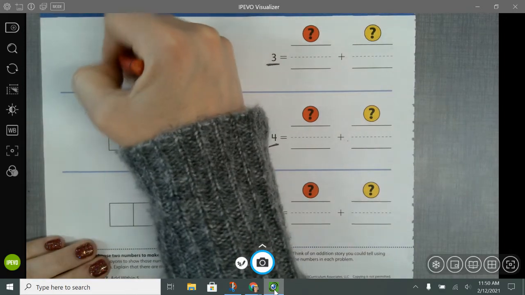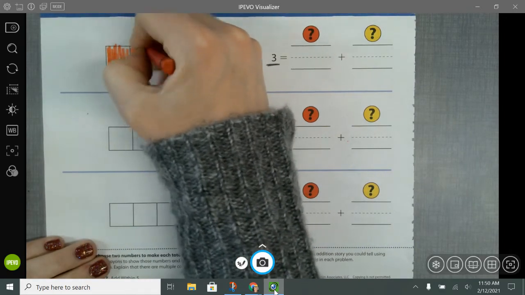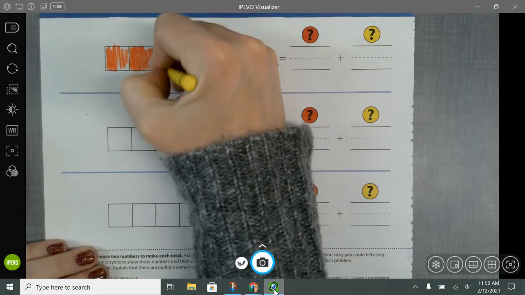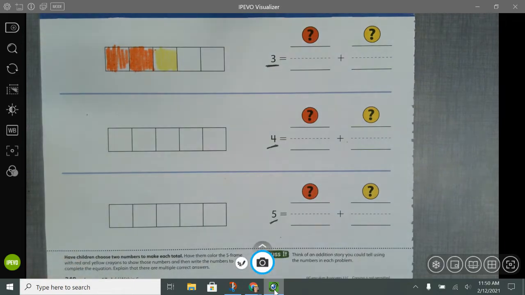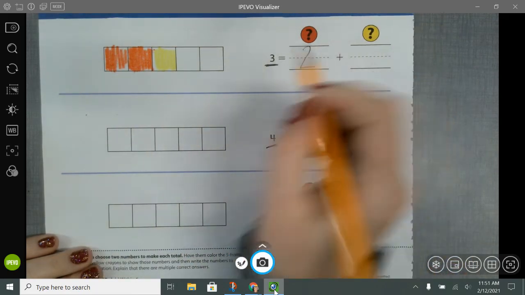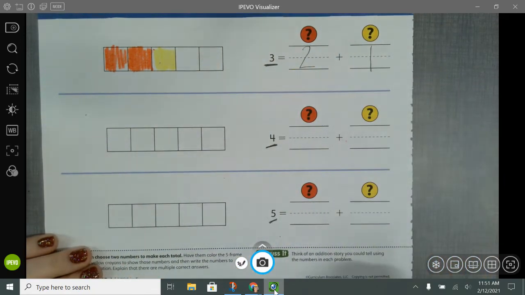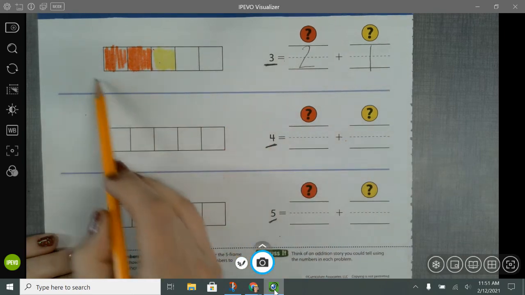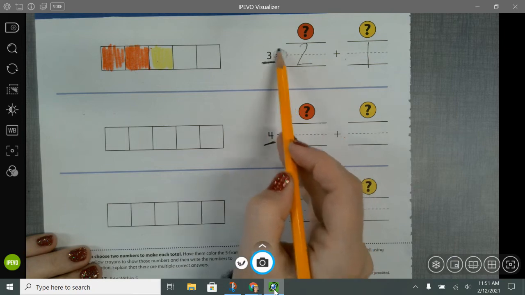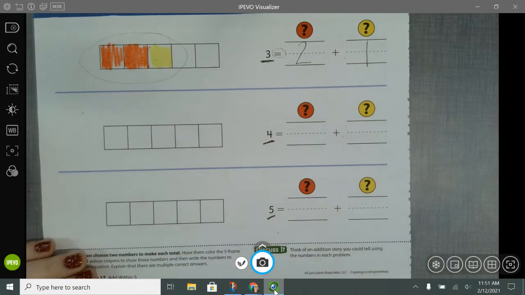All right, let's check your work and see what you did for the first one. It does not have to be the same as mine. Remember, there's different number pairs. So I did 2 reds plus 1 yellow equals 3. 2 plus 1 is the same as 3. Okay? The next one you should already have done.